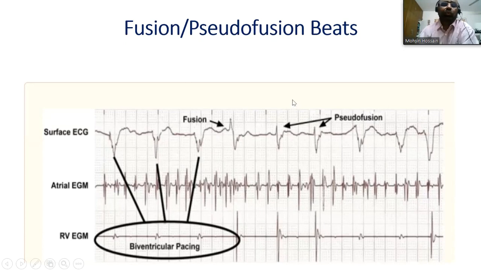So we cannot say it is malfunction, it is pseudo malfunction of the pacemaker. It can happen when the pacemaker rate and the intrinsic rate become closer or similar.